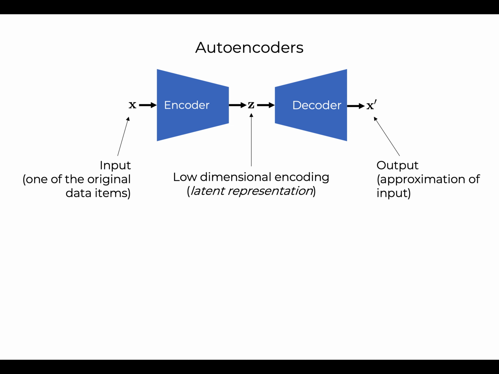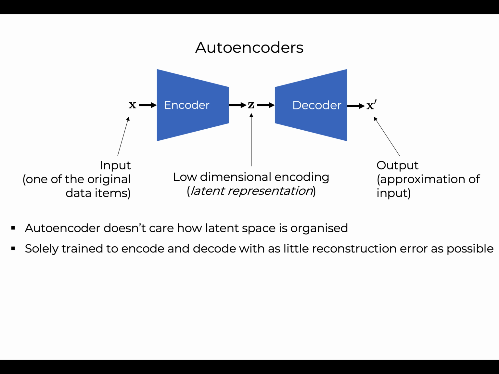And the hope in doing that is that we learn this compressed latent representation that might be useful for other things. However, the autoencoder doesn't actually care how that latent space is organized. So long as it manages to compress the data, that's fine. So the goal is to just get the reconstruction error as low as possible, and the latent space can be used in whatever way the autoencoder likes. So in other words, it's free to overfit to the training data if it wants to.